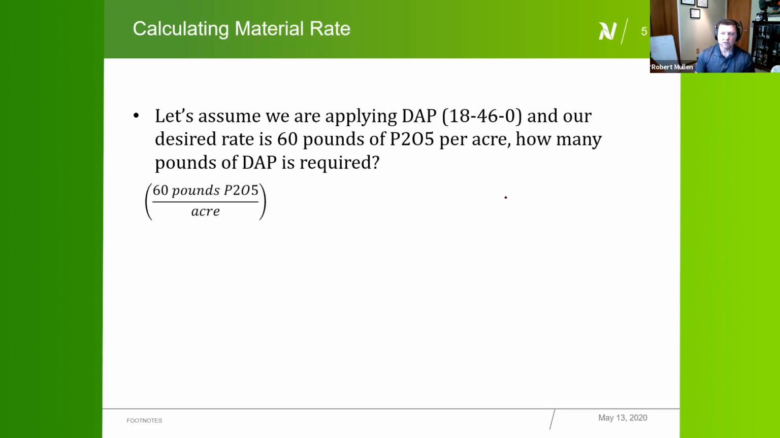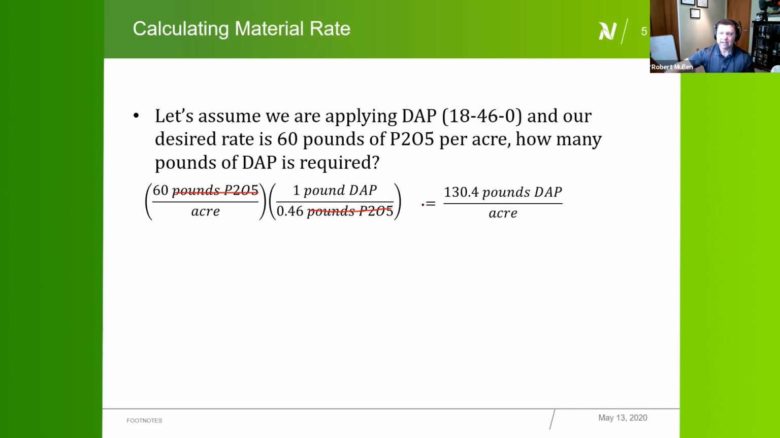You're going to see this looks very similar. My desired rate of P2O5 is 60 pounds of P2O5 per acre. Again, following dimensional analysis, ultimately where I want to get to is how many pounds of DAP per acre. So I know that for every pound of DAP that I supply, I get 0.46 pounds of actual P2O5. So this looks very familiar to the previous example. 1 pound of DAP, 0.46 pounds of P2O5. These things go away, right? And so now all I'm basically doing is dividing 60 by 0.46. That gets me to 130 pounds of DAP required to achieve that 60 pound per acre rate.